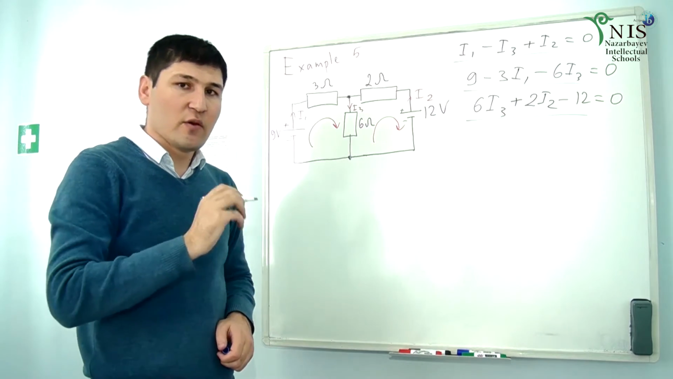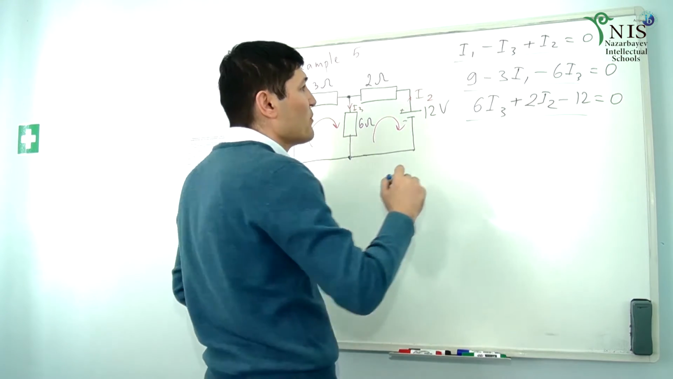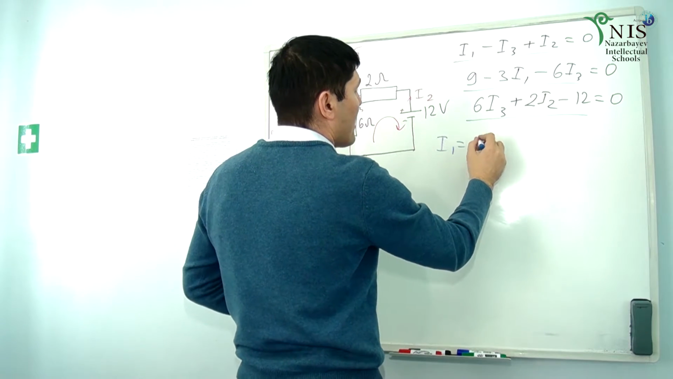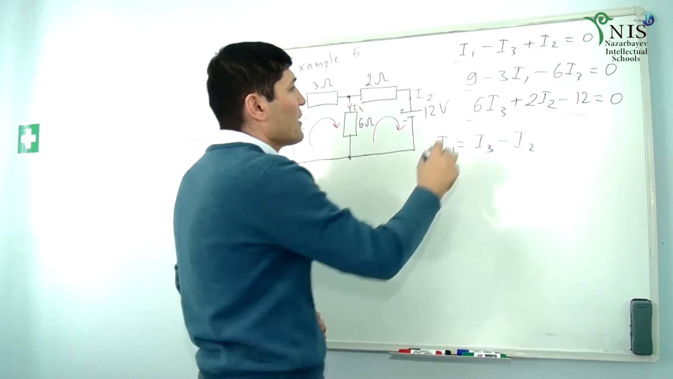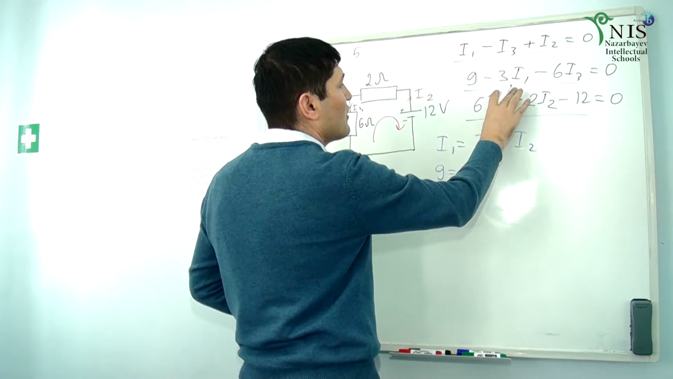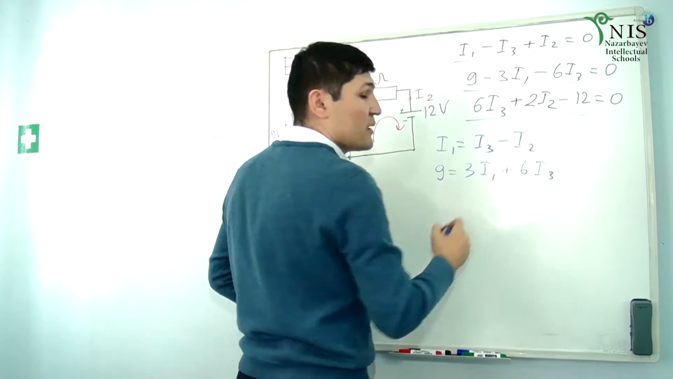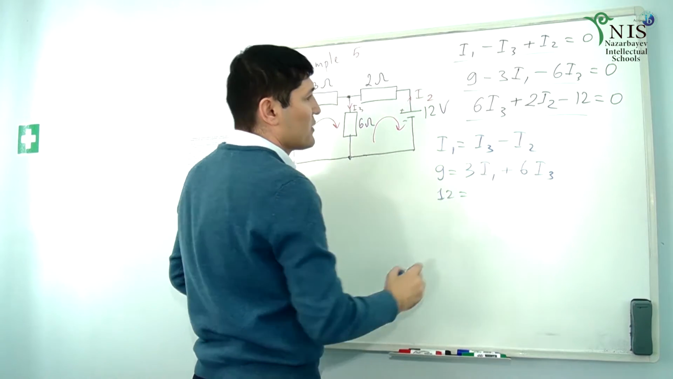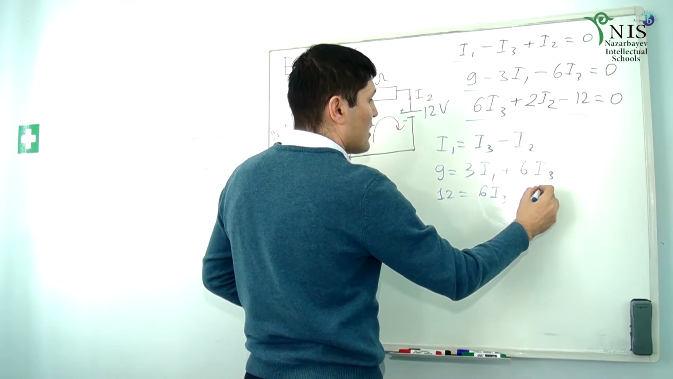So let's get rid of the zeros. So make a quick equation so we can use them better. So I1 here, for example, from this first equation equals I3 minus I2. And from this equation, we can say that 9 equals 3I1 plus 6I3. And from the third equation, we can say 12 equals 6I3 plus 2I2.